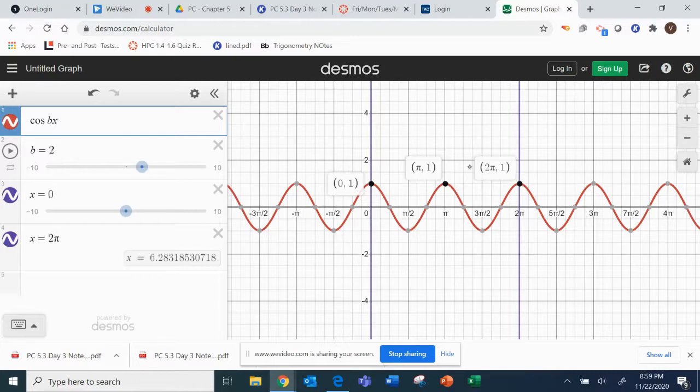I wonder if that has to do with the b equals 2 or if that's a coincidence. So let me try making my b equal 3.